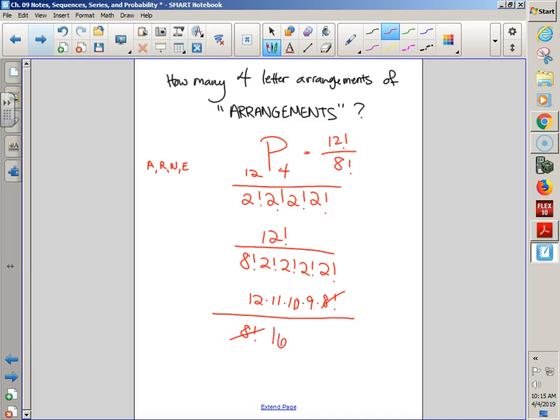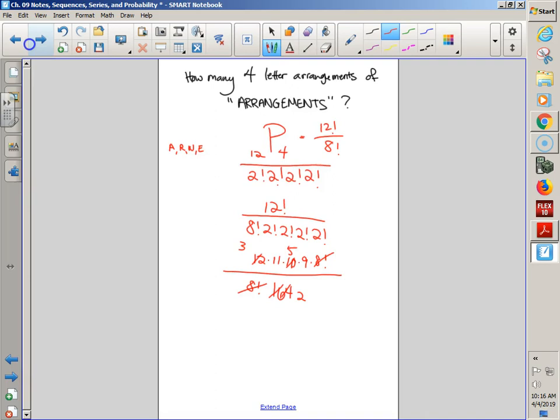Does anything go away with 16? 8, no. No, but I can reduce away. Yeah, 4 goes in 3 times, and 4 goes in 4 times. And then I guess 2 goes into 4 2 times. And now I'm kind of stuck. Yeah, 3 times 11 times 5 times 9, or 15 times. And do you guys divide by 2?